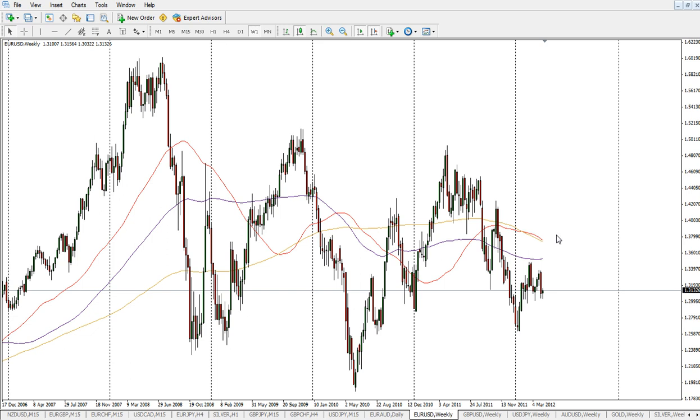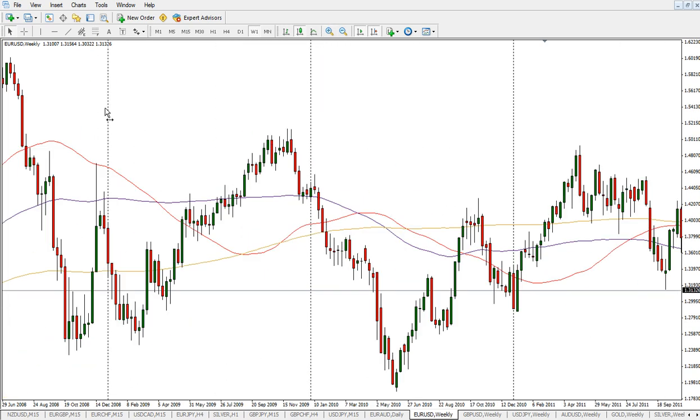Okay, so let's have a little look at the weekly. Also, one more thing, we have 3 moving averages on each of these charts. The red one is a 55 simple, the purple one is 100 simple, and the gold is a 200 simple moving average. Okay, so what do we have on this euro dollar weekly chart?